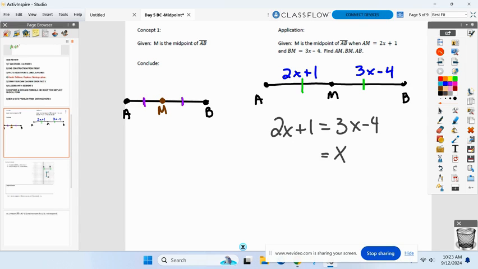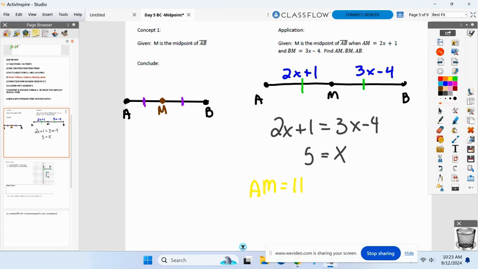So we got x equals 5 here. All right, I wasn't looking for x. You need it, but I wasn't looking for it. We've got to find the measure of AM now. Take your 5, plug it back in. AM has a length of, what are we getting? 11, yep.